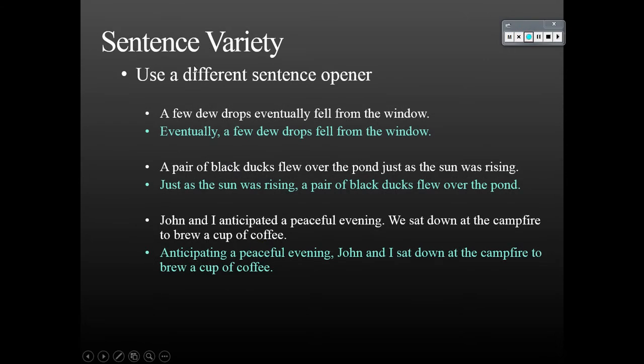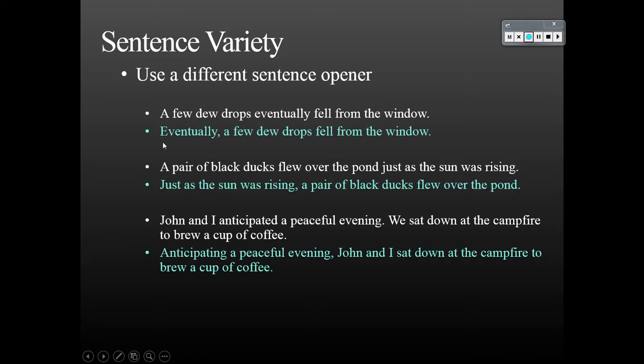All right. This is sentence variety, including or to encourage sentence variety. One way to do that is to open up, rather than subject, verb, which is the typical sentence pattern we kind of get into when we are writing.